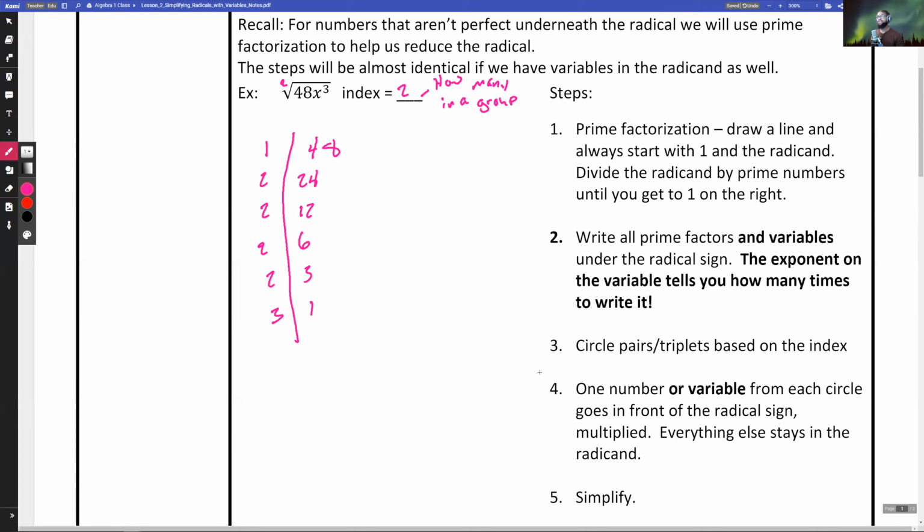My next step is to draw my radical again, and then put these numbers on this left side here. All these numbers are going to go as the radicand for this next step. Let me scroll up just a little bit.